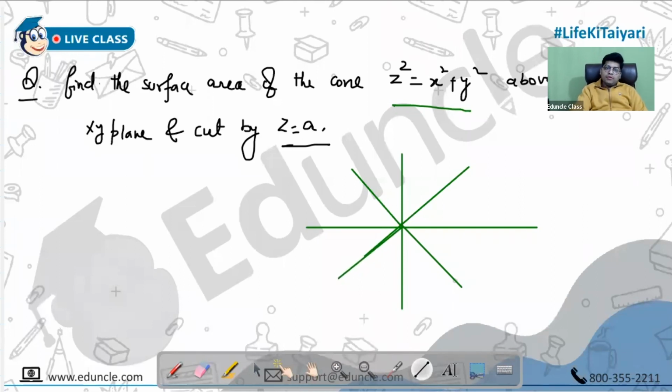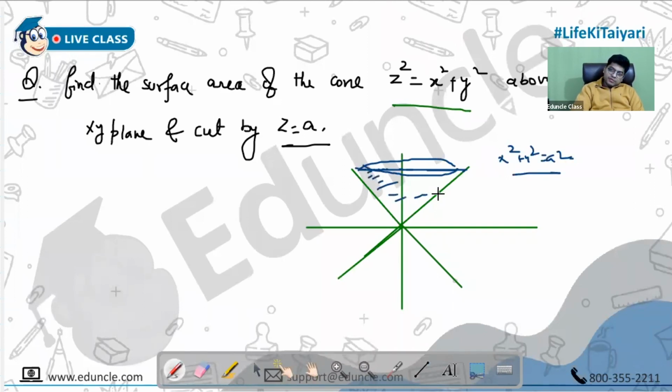Okay. Now you are saying find the surface area of the cone above x, I believe. So that is above. Z is equal to a, x square plus y square is equal to a square. So it means the upper surface like this, we have to find out the surface area. How to find out the surface area?